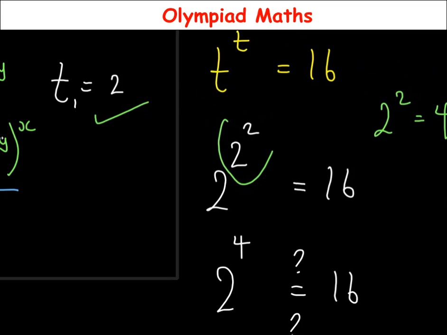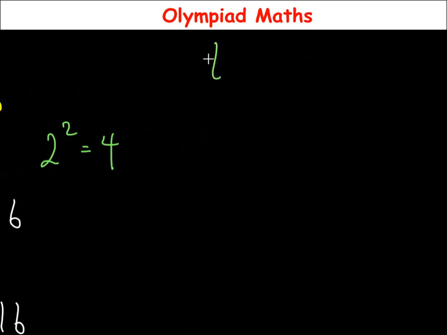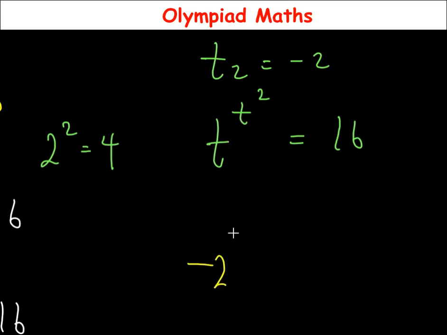Okay, good. Now let's also confirm for the second value of t. So t2, which is minus 2, right? And the equation is t raised to power t raised to power 2 is equal to 16. So in putting the value of t as minus 2, it becomes minus 2 raised to power minus 2 raised to power 2. Does this equal 16?